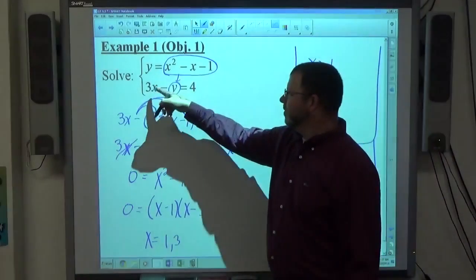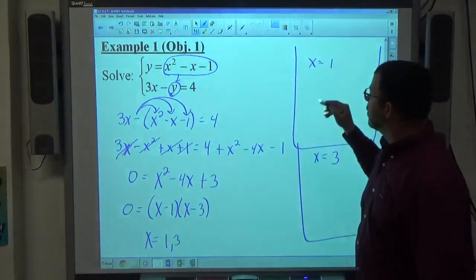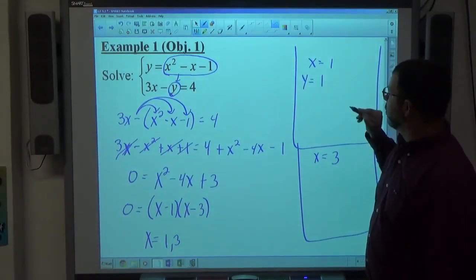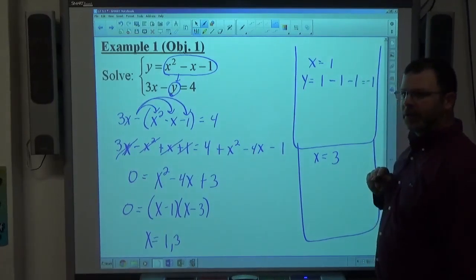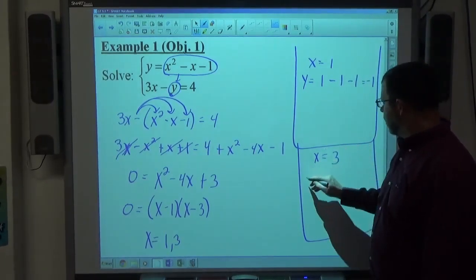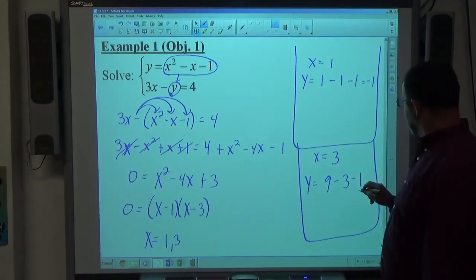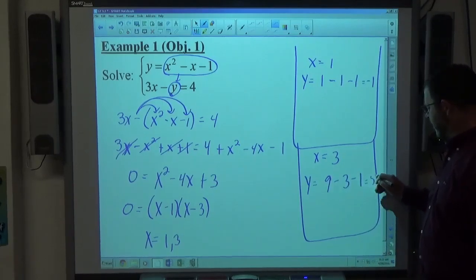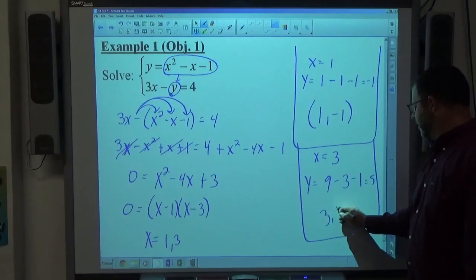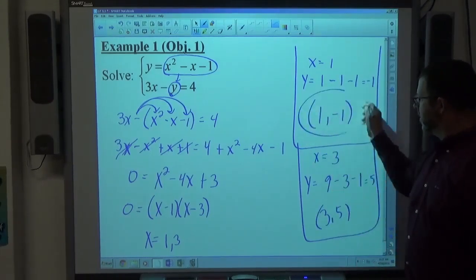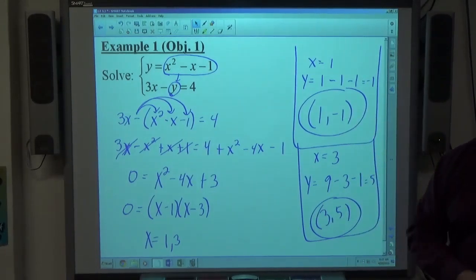Alright, so I can go either place. I'm going to go here since that's where I substituted from. If I put 1 in place of the x here, I get y equals 1 squared, which is 1, minus x, which is 1, minus 1. That adds a negative 1. If I put 3 in, 3 squared is 9, minus x will be minus 3, minus 1, and that equals 9 minus 4, which is 5. So my two ordered pairs are 1, negative 1, and 3, 5. And those are 2 points of intersection of the parabola and the line in this case.